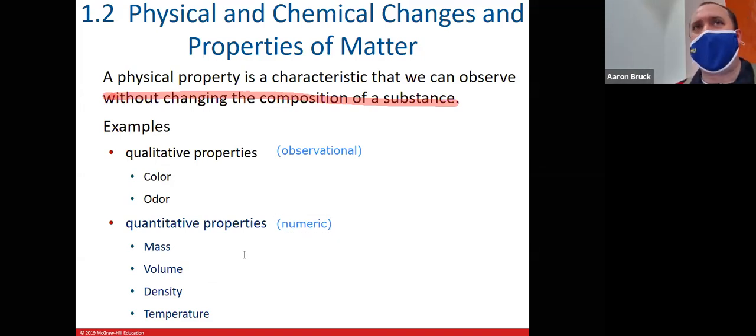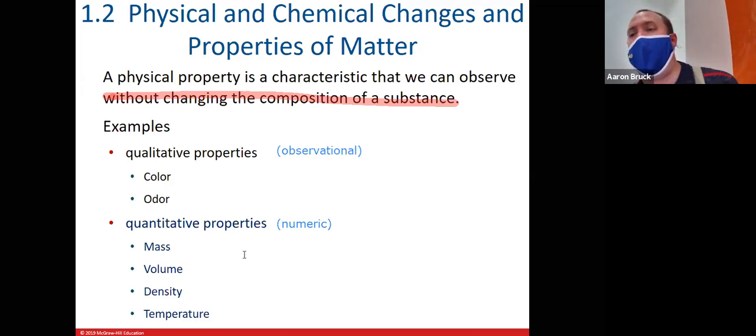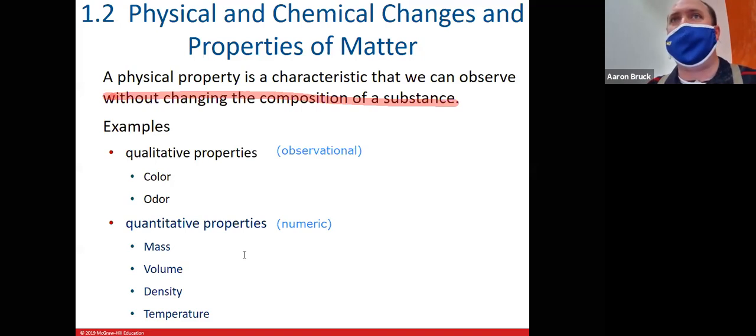On the qualitative side, we have things like color, odor, shape, size. On the quantitative side, we have things that are measurable: mass, volume, density, temperature. But they're all physical properties. I can observe any one of those properties, and I would be able to do so without doing any kind of actual chemistry or chemical reactions.